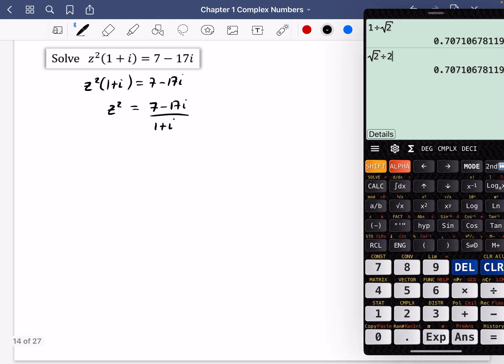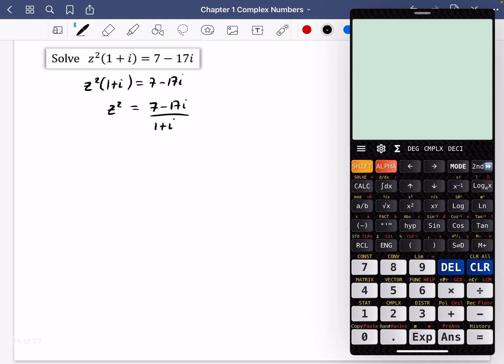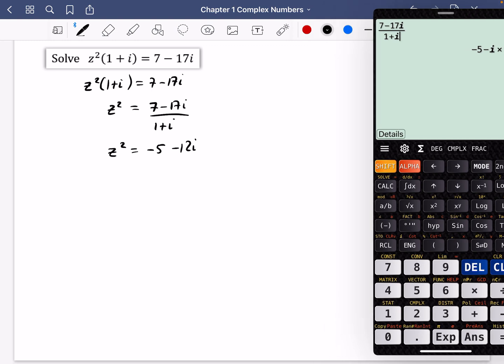Now, if I was doing this in an exam, I would actually just realize this denominator the quick way, which is using the calculator. So that's 7 minus 17i over 1 plus i. And the calculator should give me minus 5 and minus 12i. My calculator on the screen looks a bit different to the one that I would have over there.